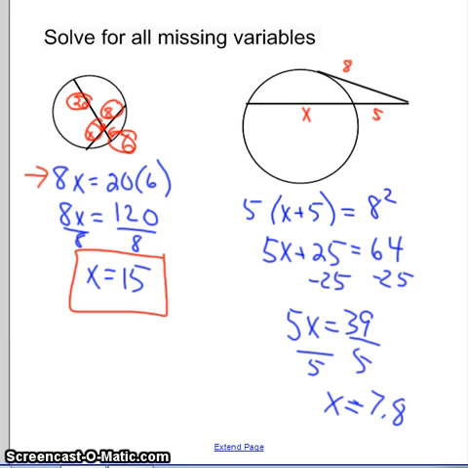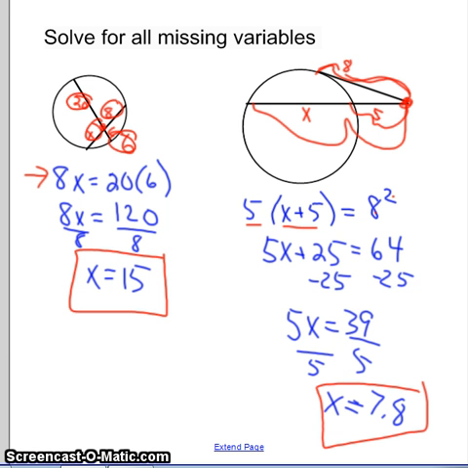The second one's a little bit more complicated, but the intersection occurred outside the circle, so it's the outside part times the whole length, which is going to be 5 times x plus 5, is equal to the outside part times the whole length. They're both 8, so that's 8 squared. Gives you 5x plus 25 is equal to 64 when you distribute. Subtract the 25 from both sides and divide by 5, and we find that x is approximately 7.8.